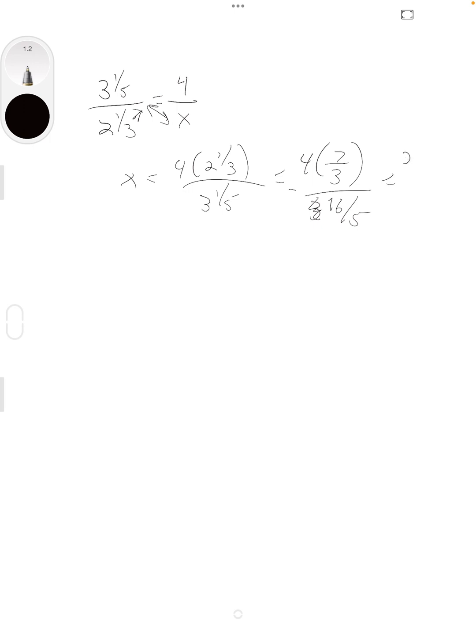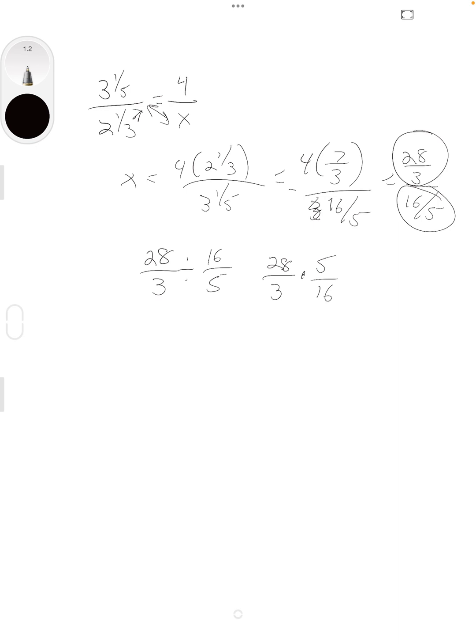And so this is going to be 28/3 over 16 fifths. So top divided by the bottom in a fraction. So what's 28/3 divided by 16 fifths? We don't do that. We say 28/3 times 5/16. Can I cancel anything? Sure. This is 2 times 14, and this is 2 times 8. So the 2's will cancel, and that's about all I can do canceling.